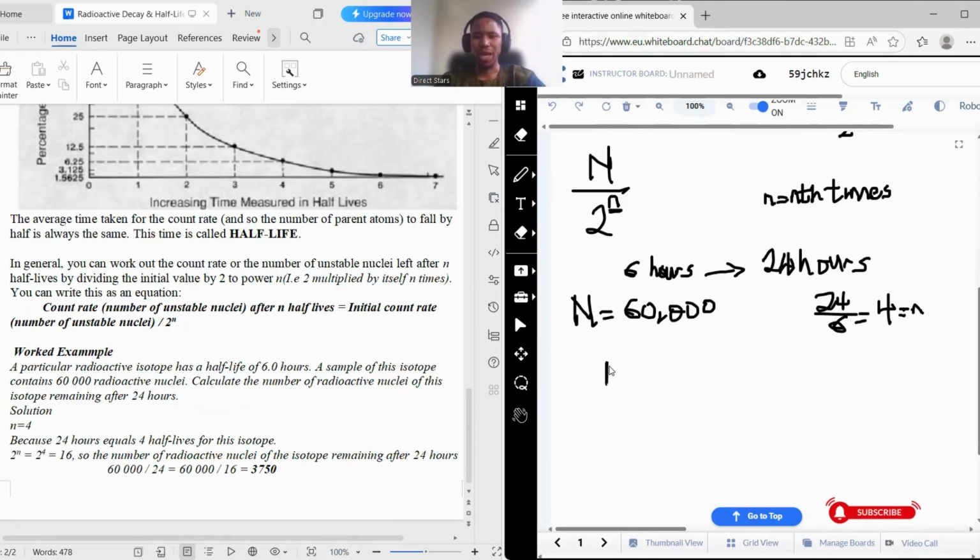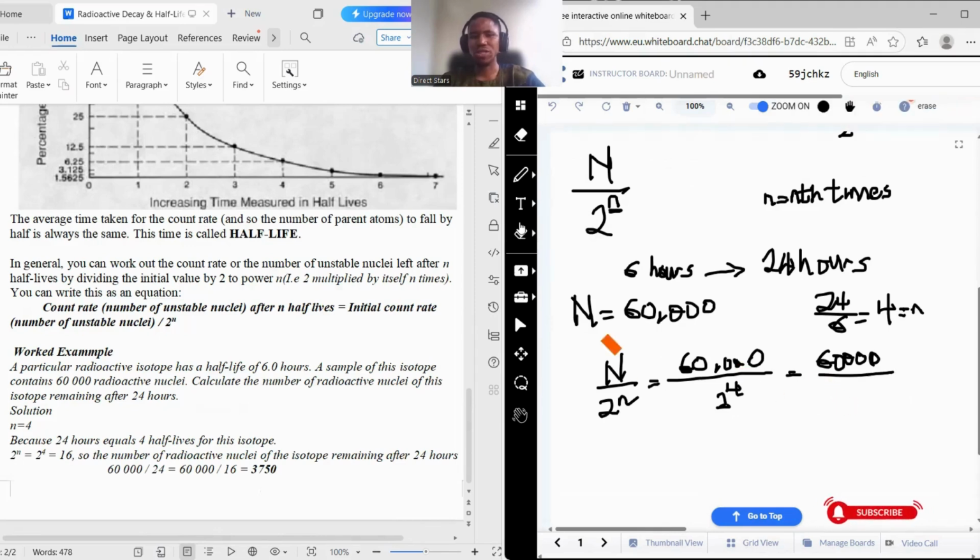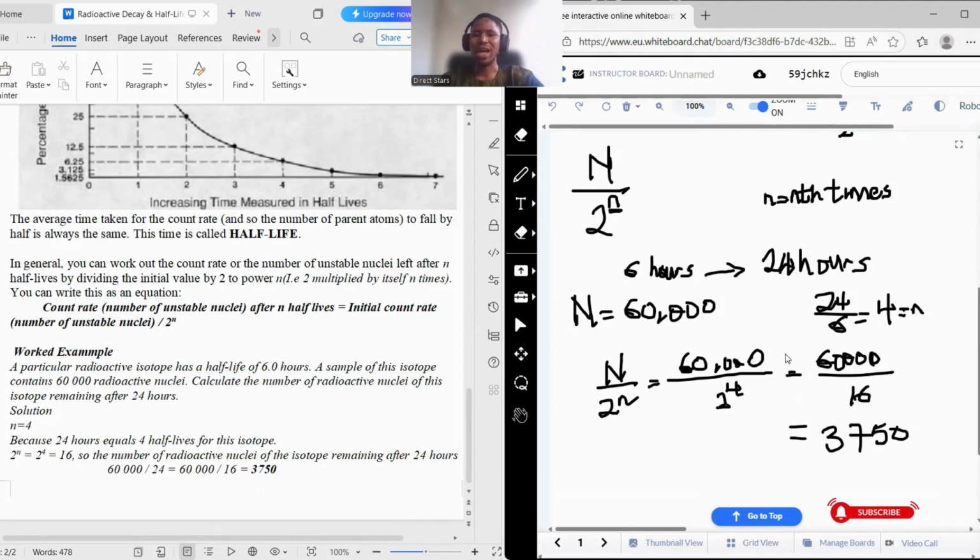So we'll go back to the formula N divided by 2 raised to the power of small n. What is N? N is 60,000 divided by 2 raised to the power of n, which is 4. So we have 60,000 divided by 2 raised to the power of 4, which is 16. And 2 raised to the power of 4 is 2 times 2 times 2 times 2, not 2 times 4. That is 60,000 divided by 16, and that will give us 3,750. So at 24 hours, the radioactive isotope left will be 3,750.